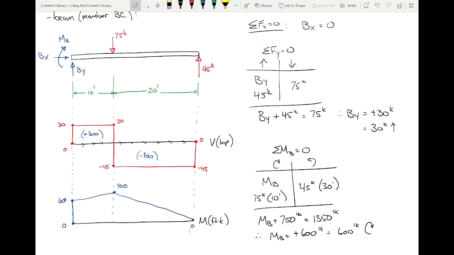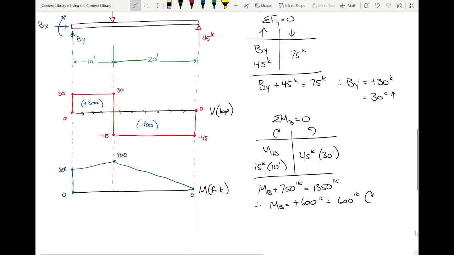That's a check. Okay? If you have multiple members meeting at a joint, what you should be able to do is sum up all those forces and moments and get 0. So for example, if I have BY is 30 up and then BY is 30 down, if I add up all those forces, what do I get? 0, right? 600 foot kips one way, 600 foot kips the other way. Sum those up, you get 0. So that's kind of why I like to do the members separate, especially when you have multiple members framing into a joint, is that you should be able to sum those all up and get 0.